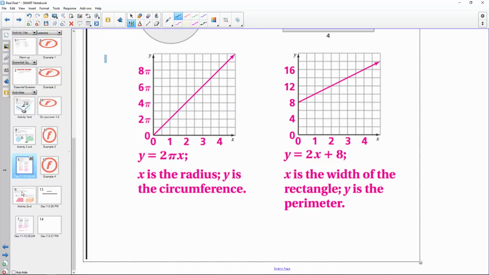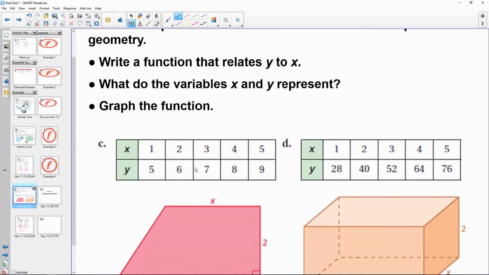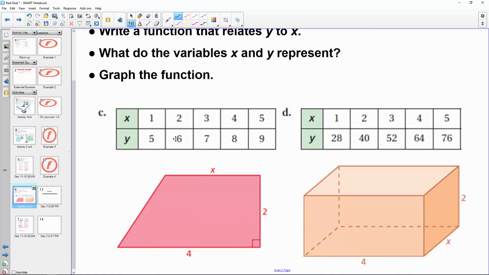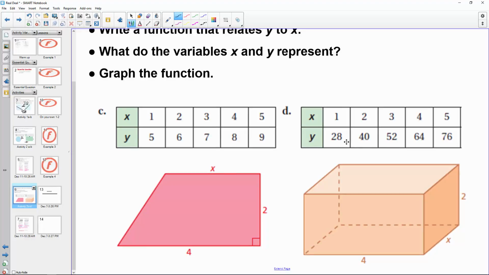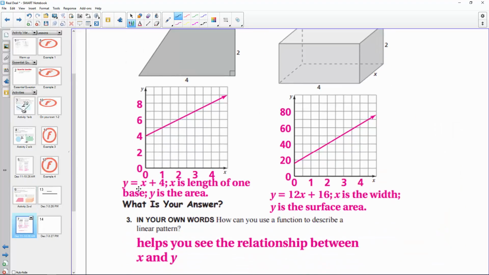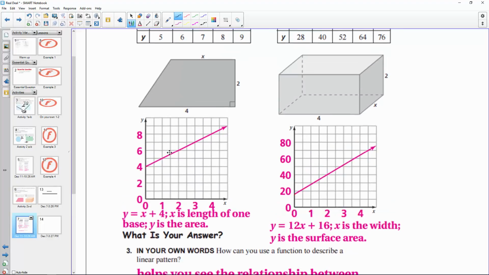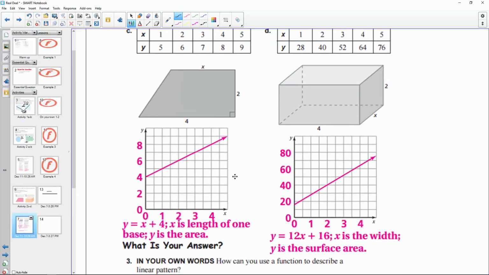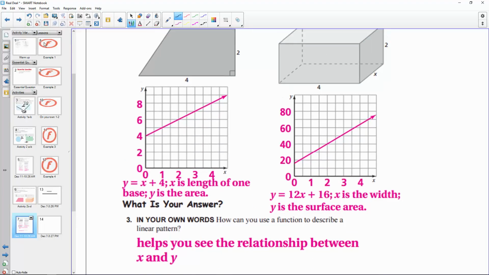And here they are. And then I have another one here where I look at it, and this goes up by 1. So these are all going up by 1. These are going up by 1. If I look here, these are going up by 12. So I want you to think about what the function might be here. And here are the answers. So this one is y equals x plus 4. And then this one here is y equals 12x plus 16.